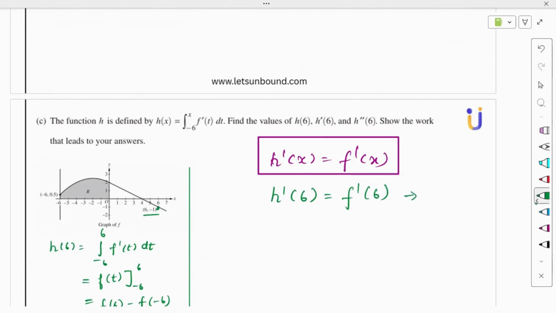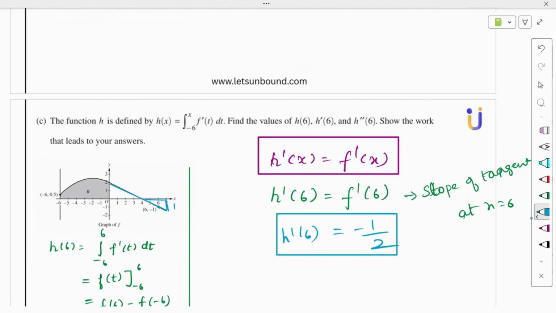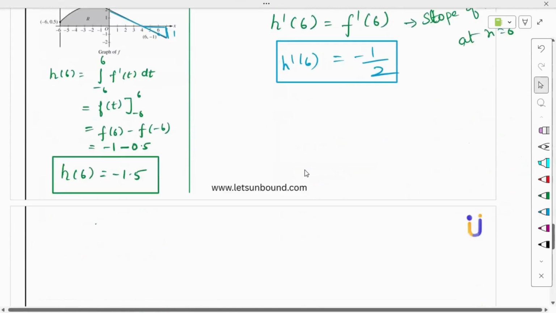What is f dash of 6? f dash of 6 means the slope of the tangent at x equals 6. That's the interpretation. The slope means rise over run. It's a constant slope because it's linear, so it's not particular to 6. If you find the slope, rise is 1 unit, run is 2 units, and the rise over run is negative 1 over 2. So h dash of 6 is negative 1 over 2. Hope it's clear. Now h double dash of 6.